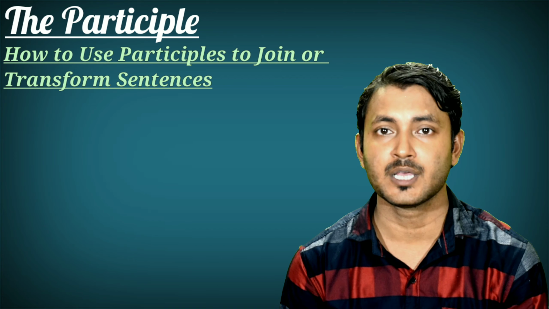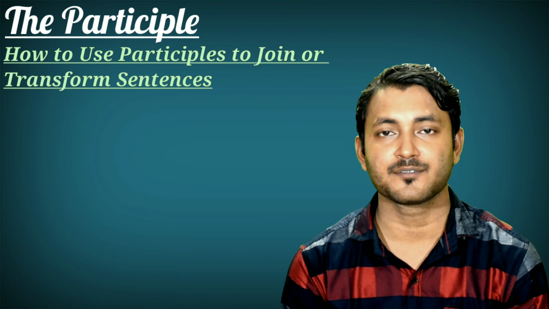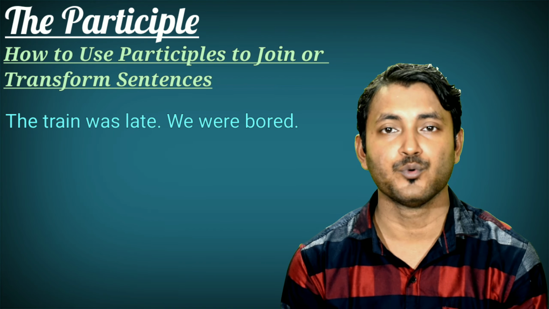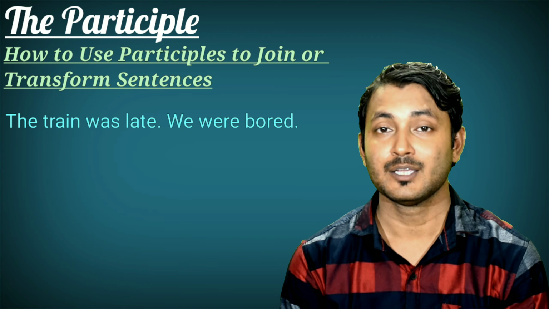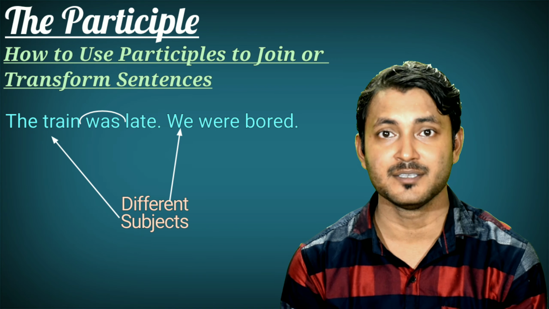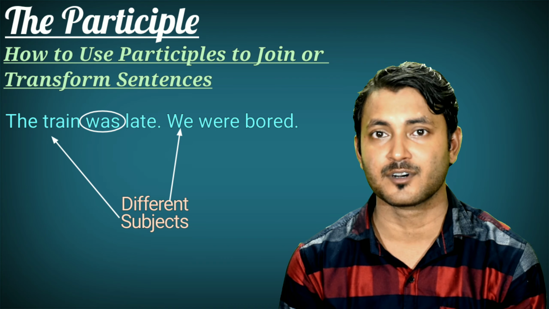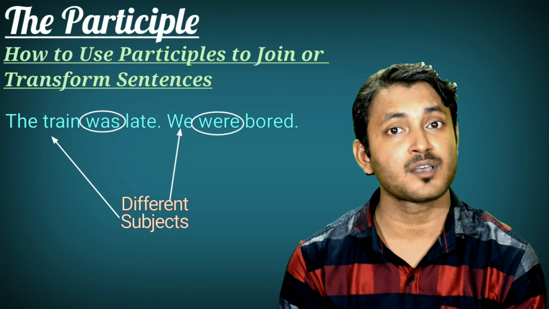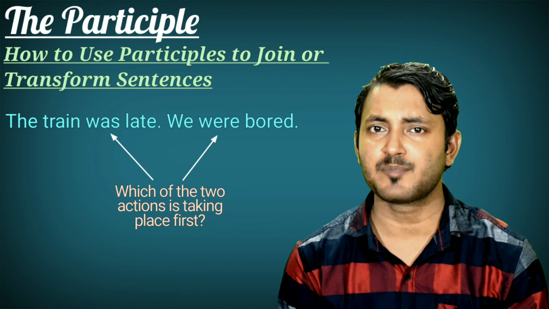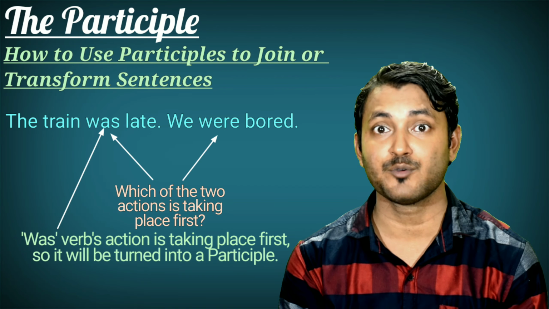Then we will use an absolute phrase to join the sentences. If I give you a set of sentences like this, the train was late, we were bored. Two sentences and two different subjects. In the first sentence, the verb is was and its subject is the train. In the second sentence, the verb is were and its subject is we. So which of these two actions is taking place first? The train was late, that was the condition, and that's why we were bored.